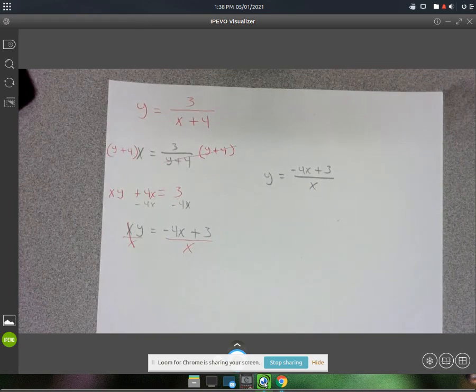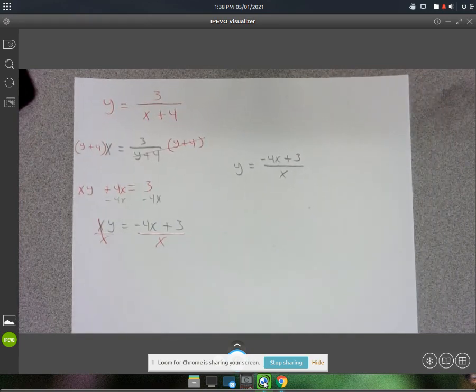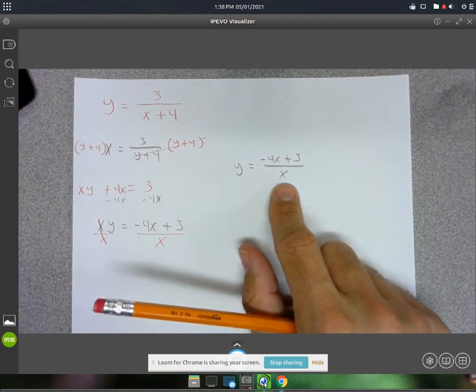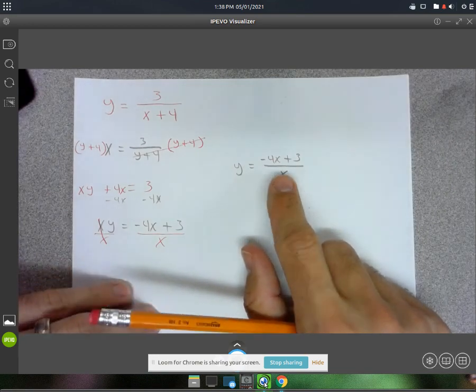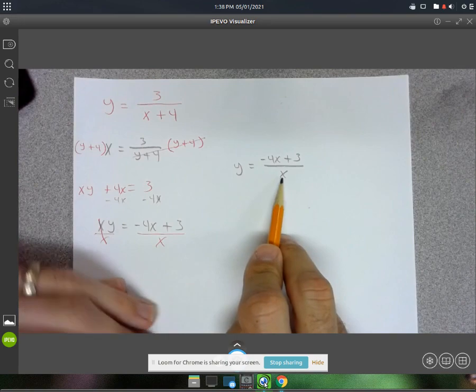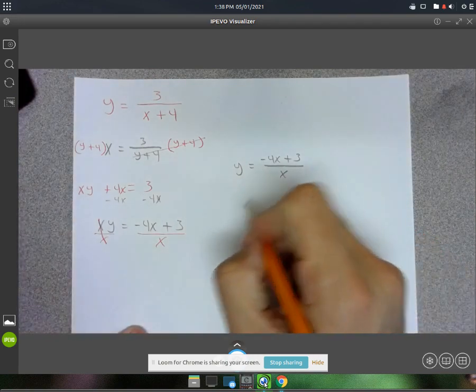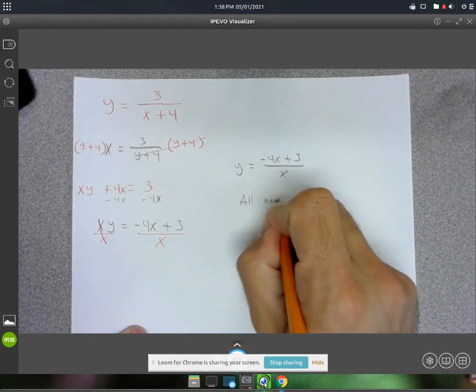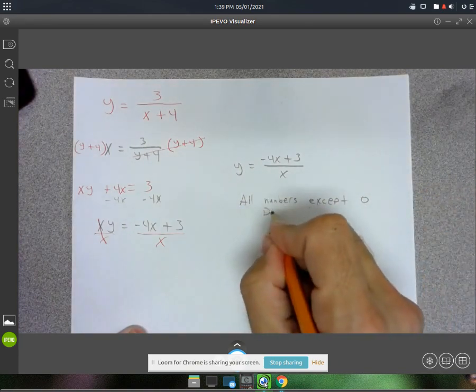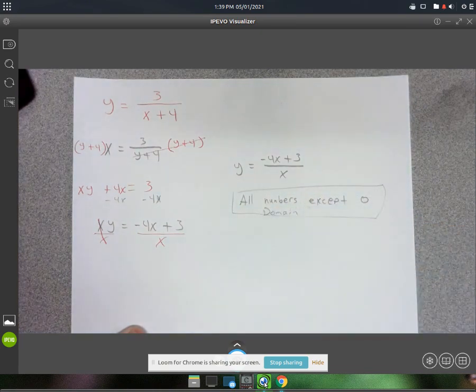Now to state the domain: on square roots, you weren't allowed to have any negatives under the square root as your final answer. The way it works with rational functions, the only thing you have to avoid is that denominator ever equaling 0. You know how you can't divide by 0? That's the thing you have to avoid here. So in this case, the only number that we cannot plug in for x is 0 itself. That's the only number that would give us a 0 in the bottom. So the domain is all numbers except for 0. That's the one number that would cause the denominator to equal 0.